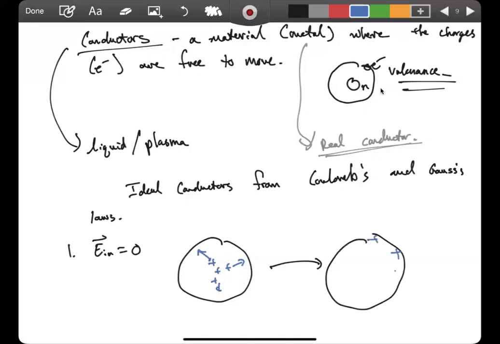So basically what's going to happen is I'm going to have all these charges go to the surface of my conductor. And then the superposition basically tells me that all of these guys are going to cancel out. So my total electric field on the inside will be zero. Now, that's the first thing.